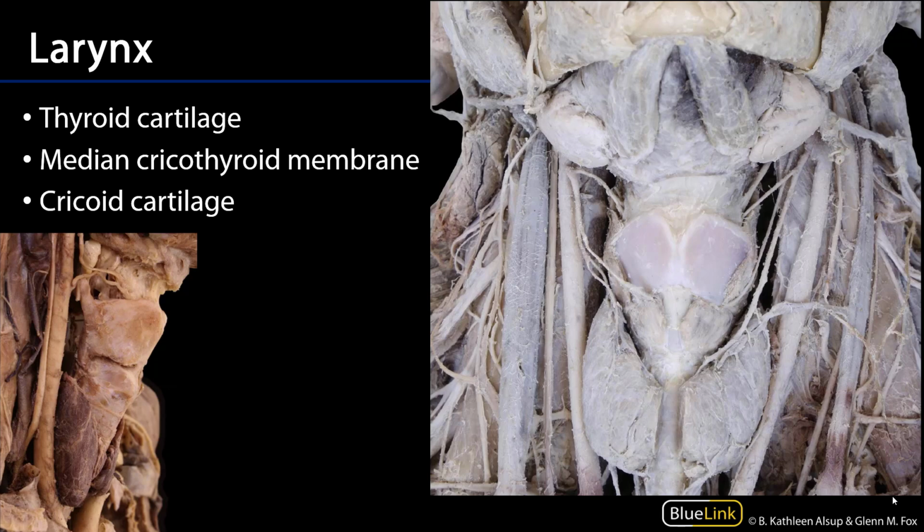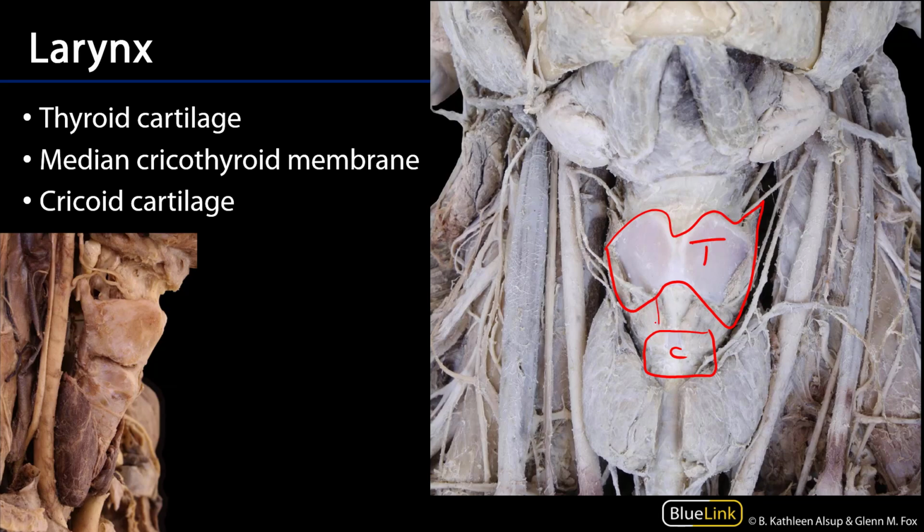Let's pick up the thread at the larynx, or the voice box. Recall that the larynx consists of several cartilages, one of which we can see here. This is the thyroid cartilage. And that thyroid cartilage is going to sit atop the cricoid cartilage. The cricoid cartilage is the only cartilage that is 360 degrees contiguous about the airway.